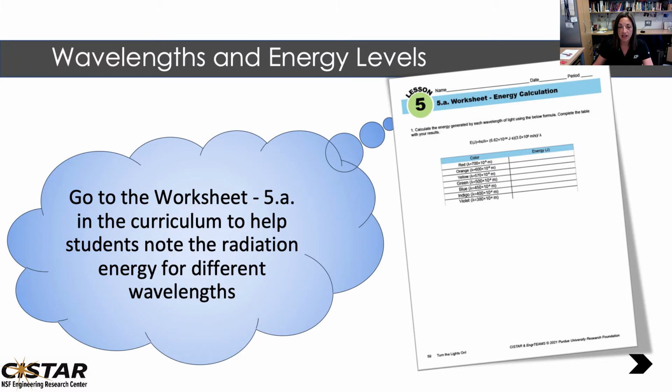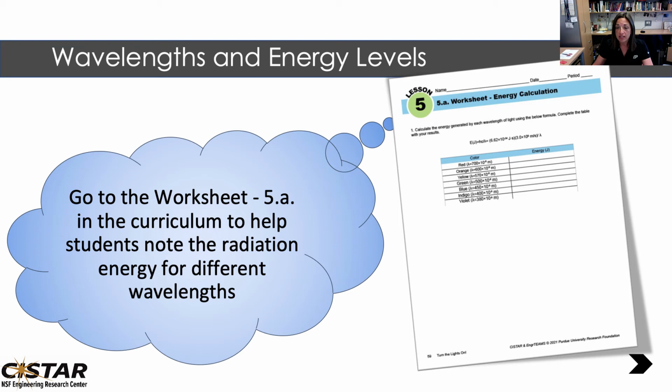The first activity involves some mathematics calculations. Here, the students will use the formula to calculate the radiation energy of different wavelengths, which is given in the curriculum. Have the students populate the table given in Worksheet 5A. This activity may be demanding for students with a limited mathematics and physics background.